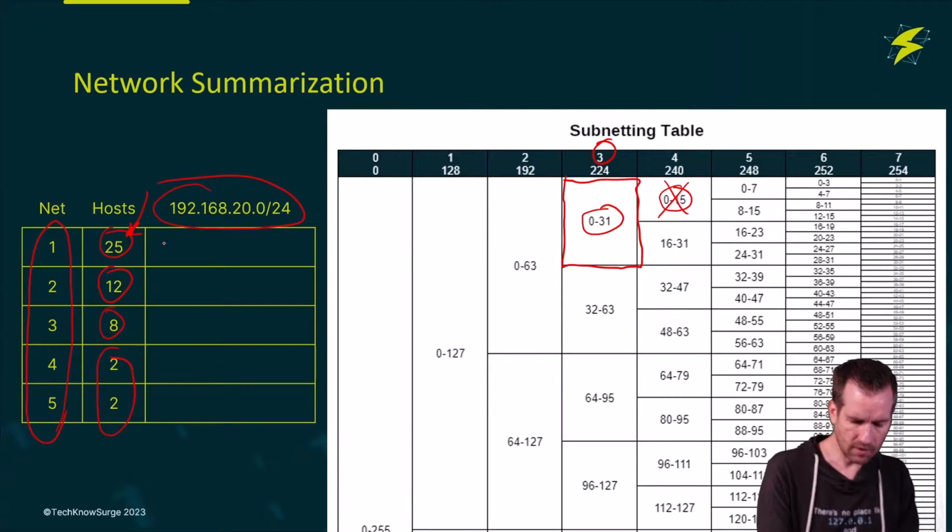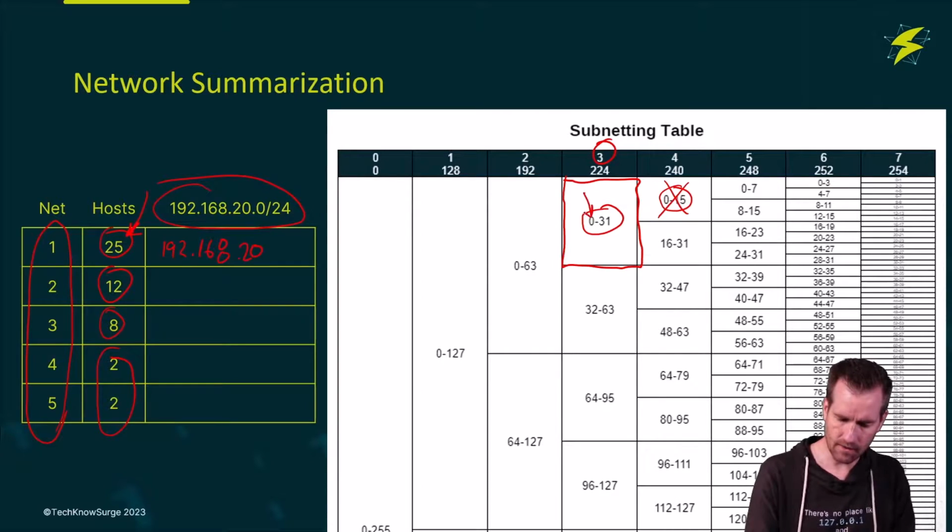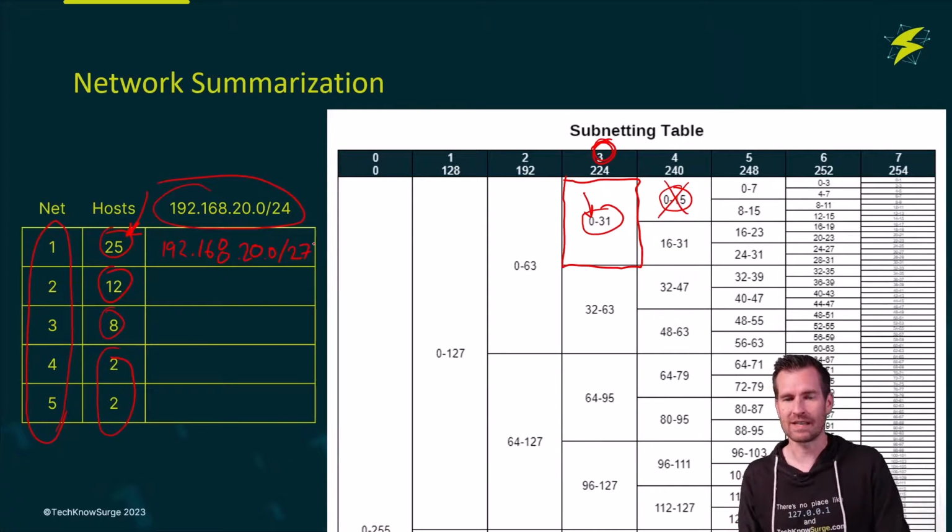So the address for this is going to be 192.168.20. It's the first in that range, which is .0, and we're borrowing 3 bits, so 3 plus 24 is 27. It would be a /27. So there's my first network.